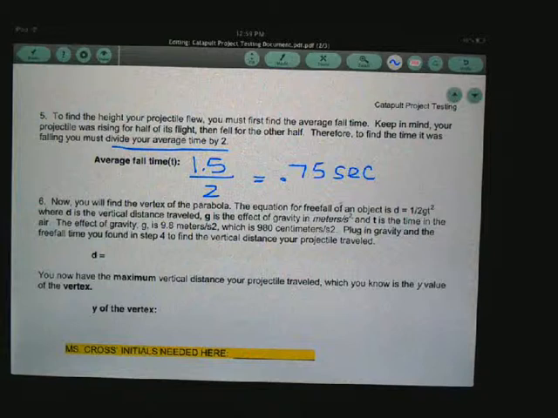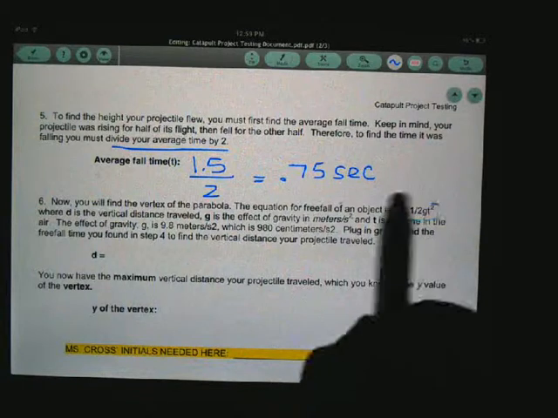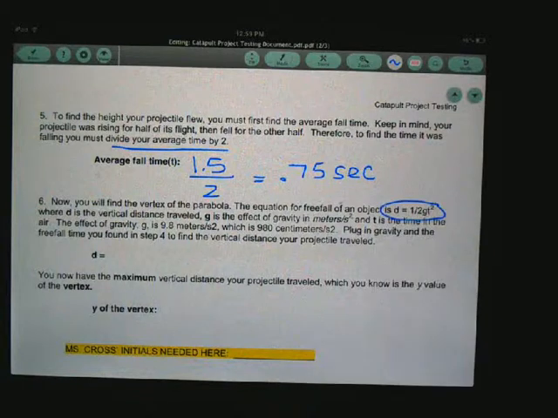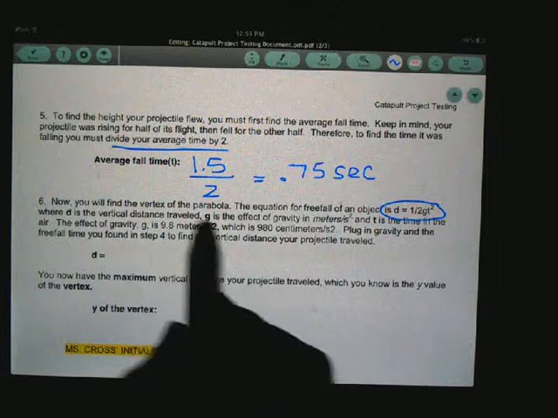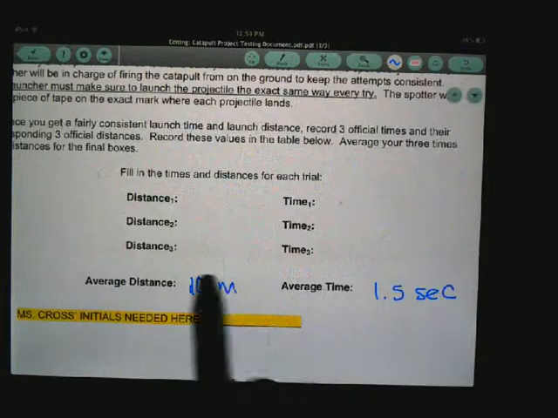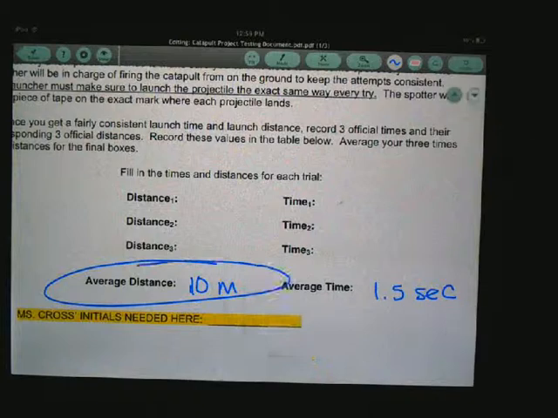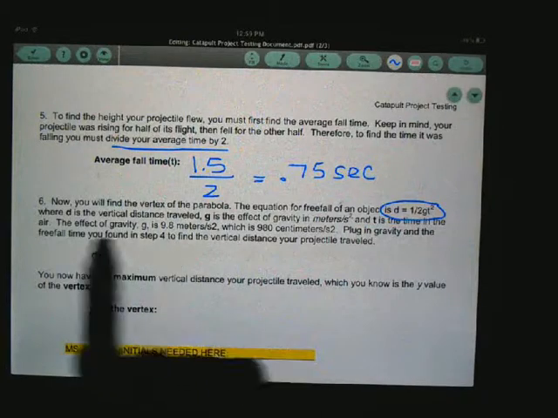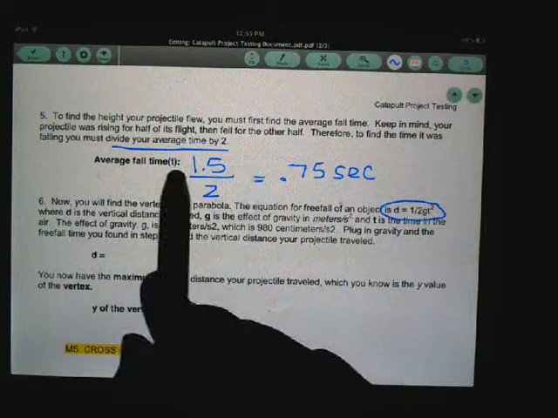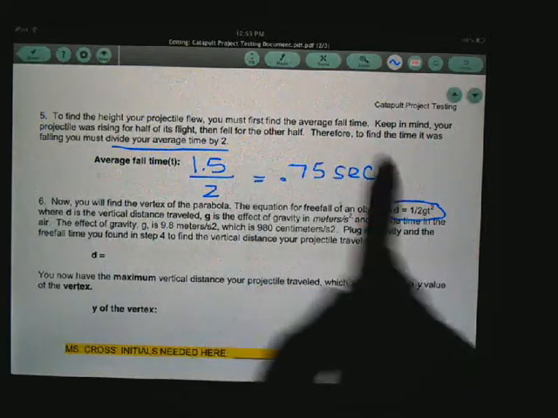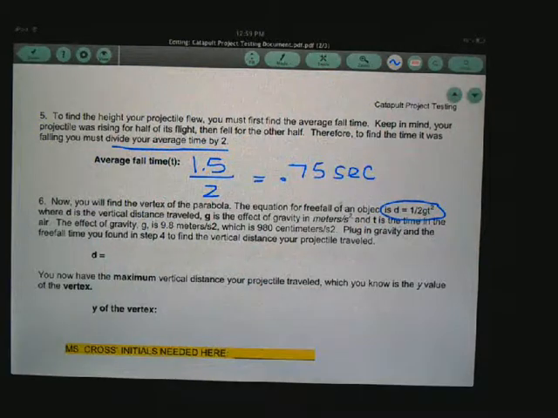Okay. Now you'll find the vertex of the parabola. The equation for free fall is this equation here. D is the vertical distance traveled, G is the effective gravity, and T is the time in the air. The effective gravity is 9.8 meters per second squared, which is 980. Since we used meters in my average distance here, I'm going to use meters in this problem as well. Plug in gravity into free fall time you found in step 4. So this actually is step 4. To find the vertical distance your projectile traveled.